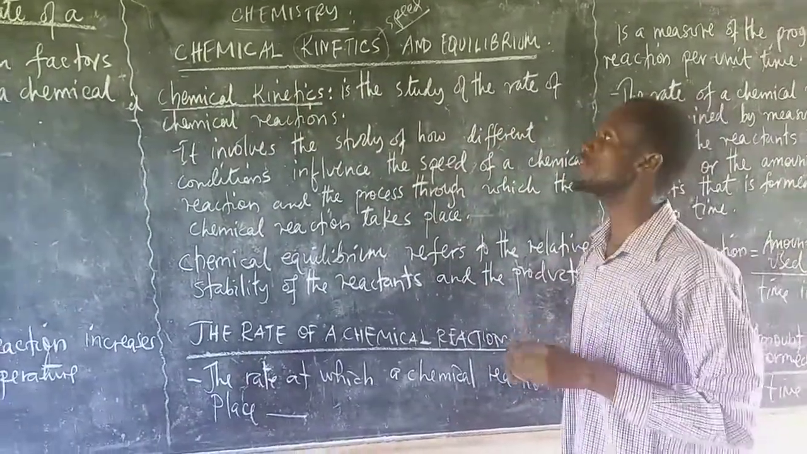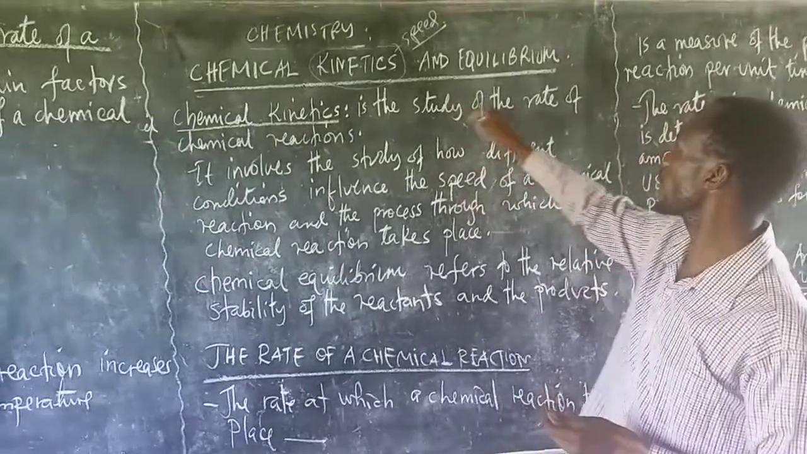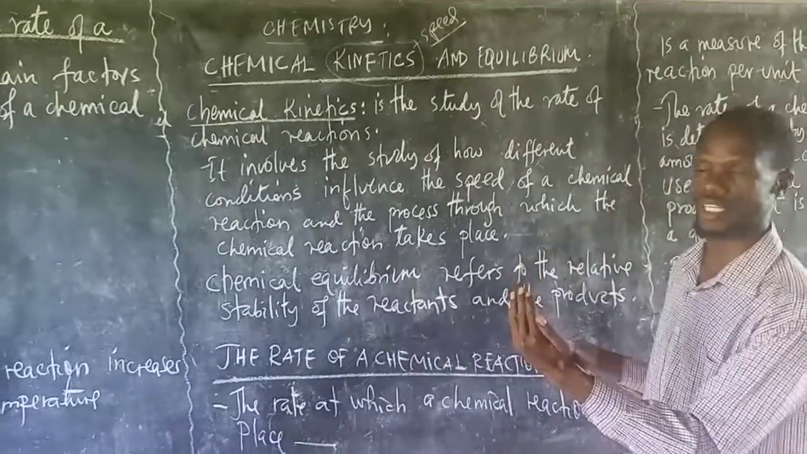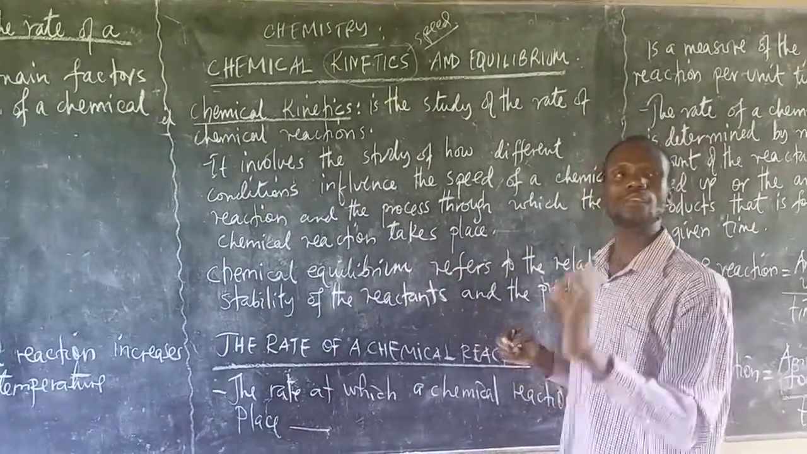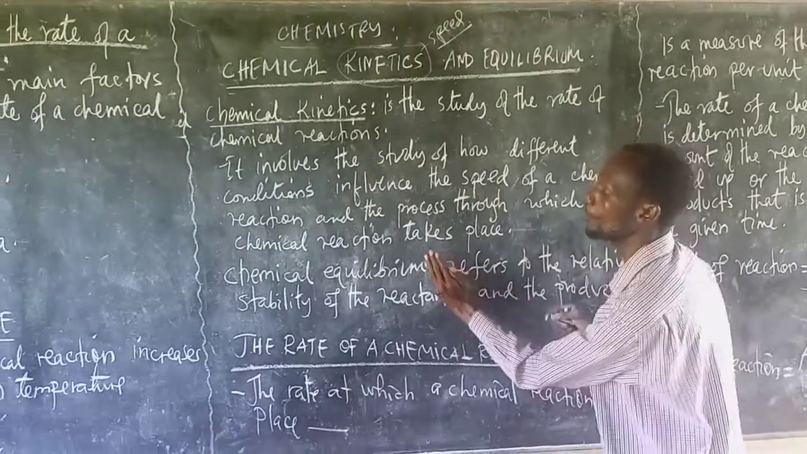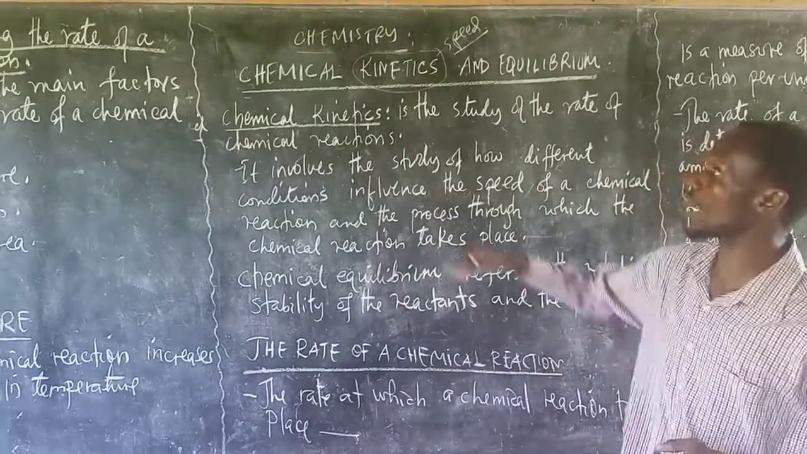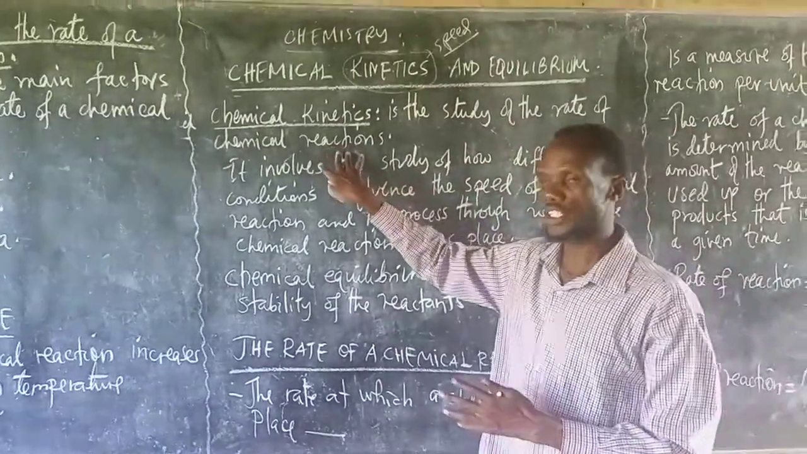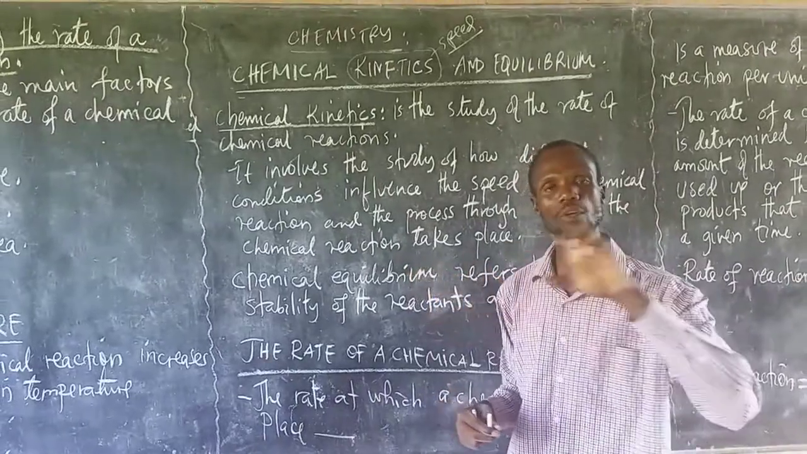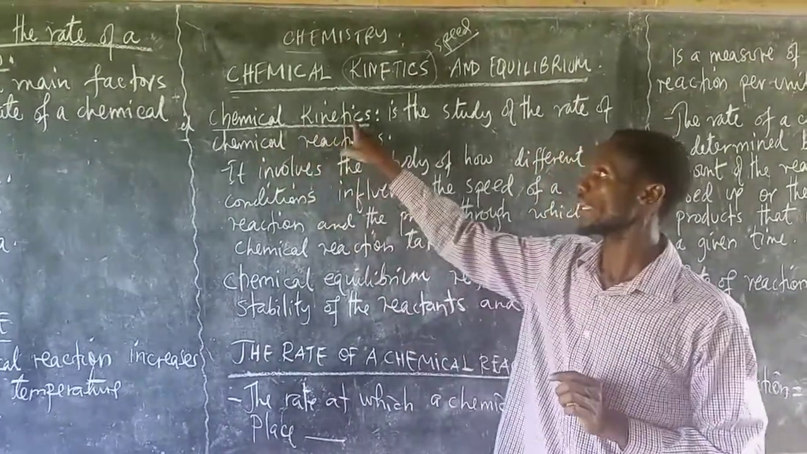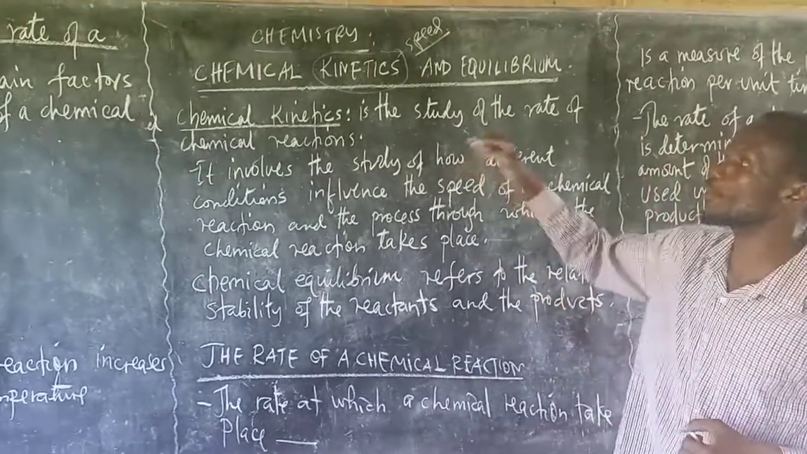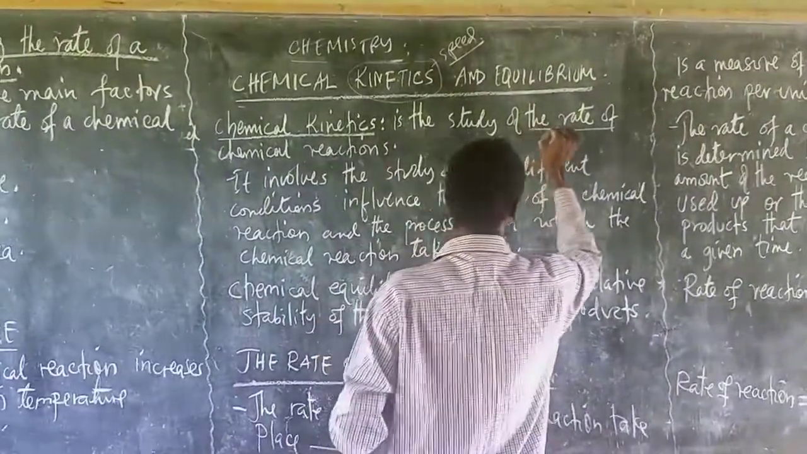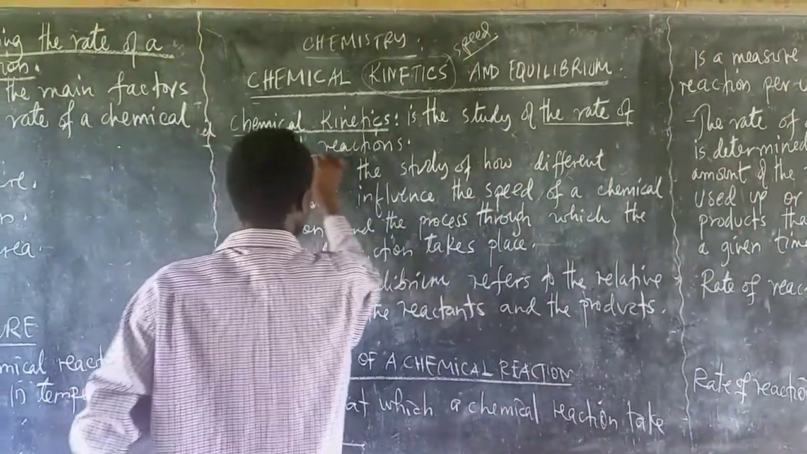Now, chemical kinetics involves the study of the rate of chemical reactions. The speed of a reaction involves the time taken to complete that reaction. So whenever we talk about chemical kinetics, we mean the study of the rate of chemical reactions. And it is not only the chemical reaction, it is the rate. So chemical kinetics is the study of the rates of chemical reactions.